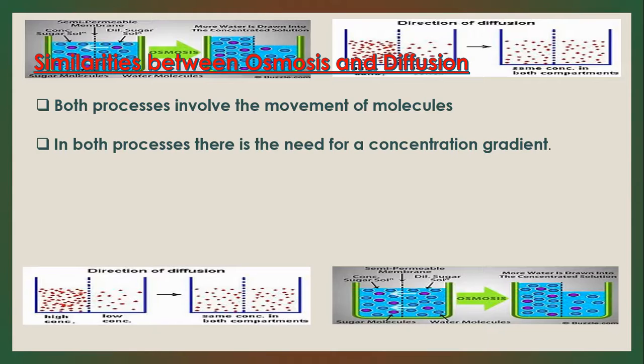Hope you remember. We said the meaning of concentration gradient is the difference between concentrations of any two regions. The difference between concentrations of any two regions. That's the meaning of concentration gradient. So we are saying that there should be differences in concentration for a movement to take place under both osmosis and diffusion. So these are the similarities.